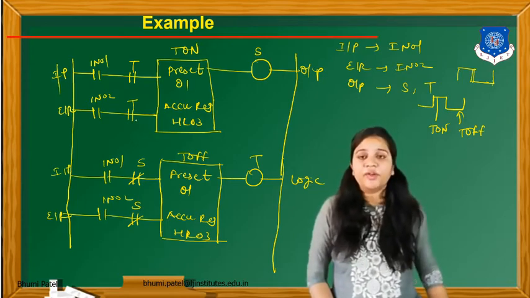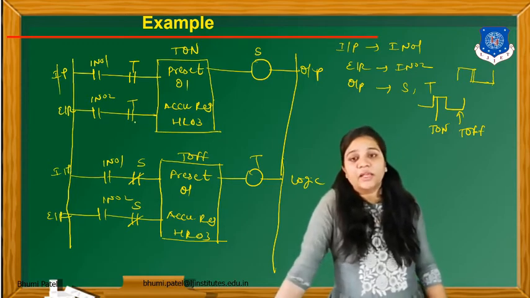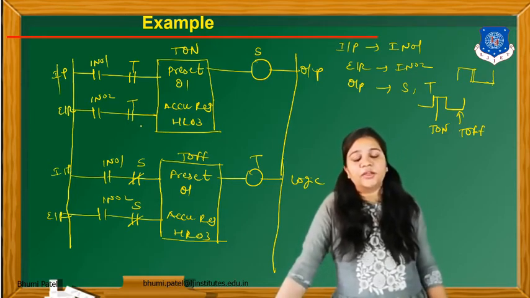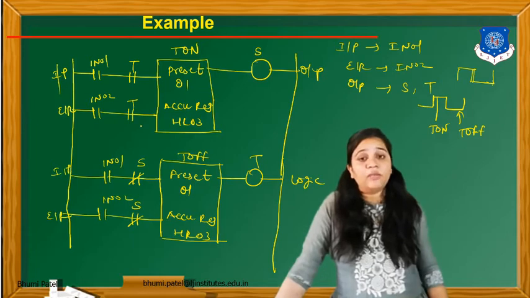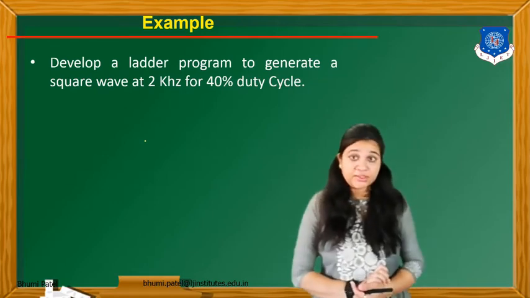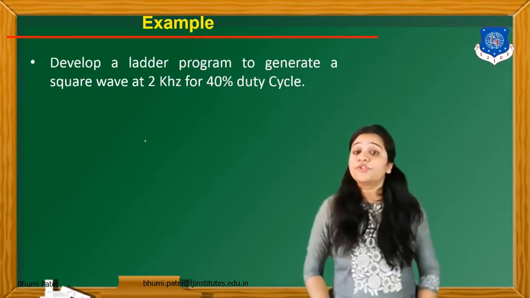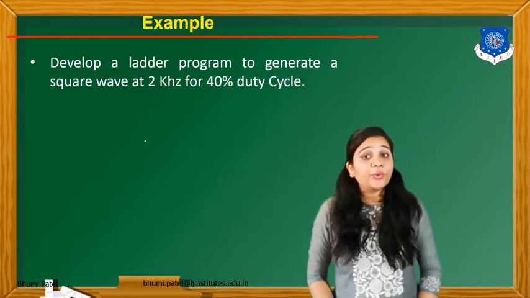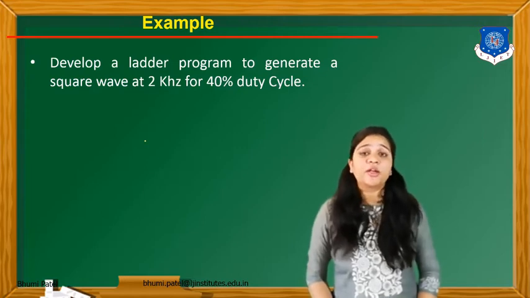So using the frequency and duty cycle, we can easily find the timer values for this system, and then we have to draw the ladder logic diagram. Clear? Now, the next program is to develop a ladder program to generate a square wave at 2 kHz frequency for 40% duty cycle.